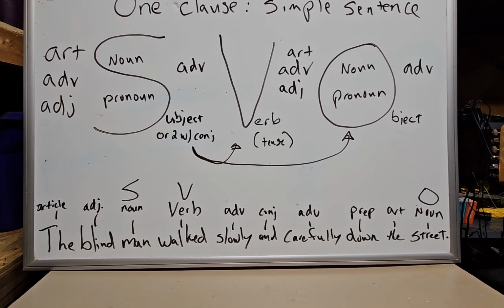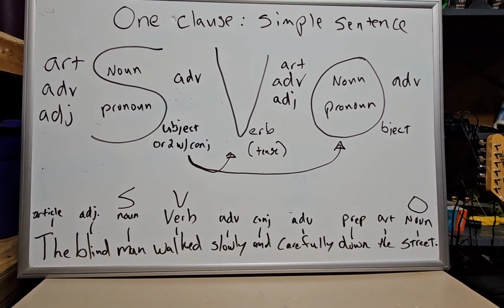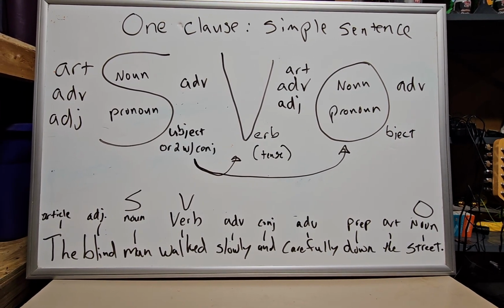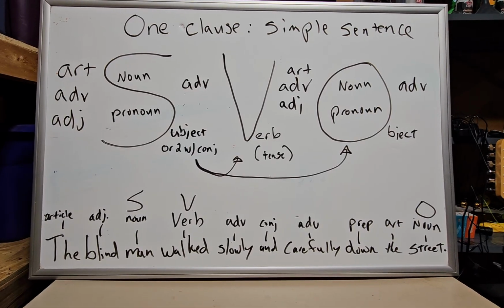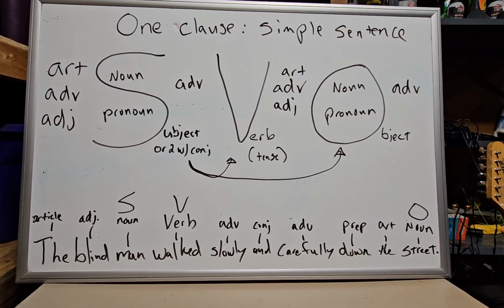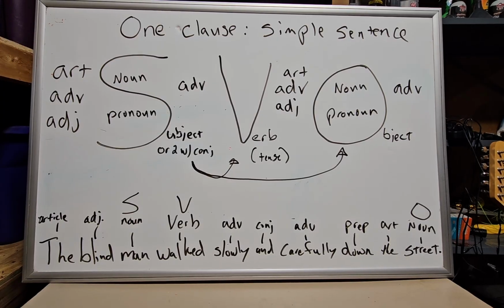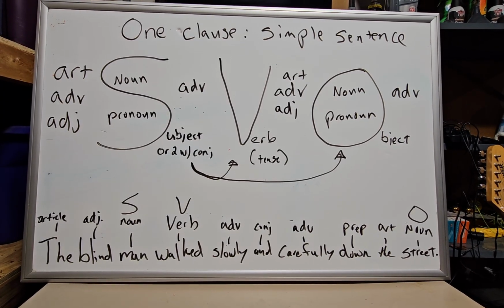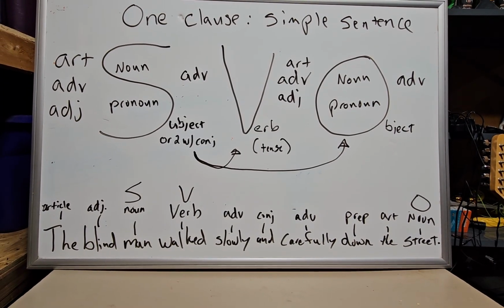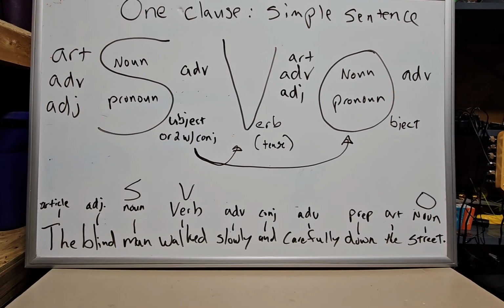Now, if you look at the bottom of the screen, you will see an example sentence reading, "The blind man walked slowly and carefully down the street." As you see, I have labeled every single word as to what part of speech that word is. Part of speech, if you remember from the other videos, is what kind of word it is.